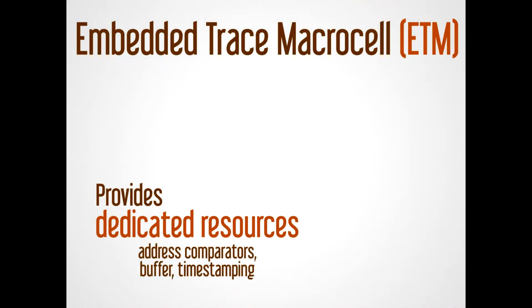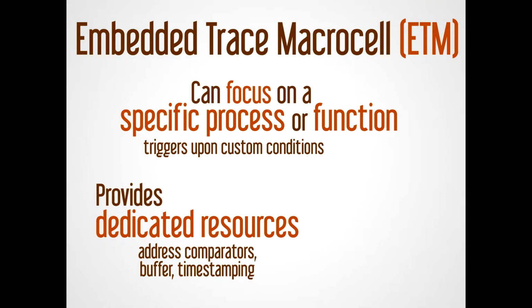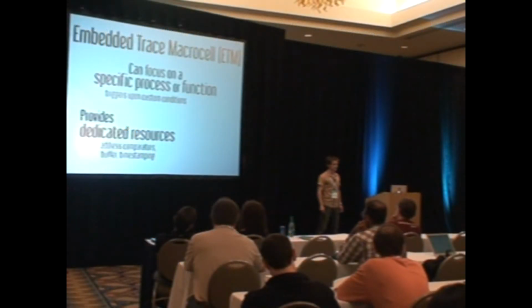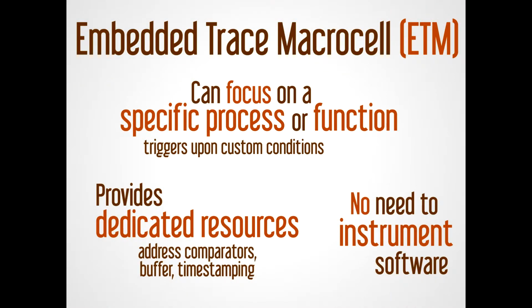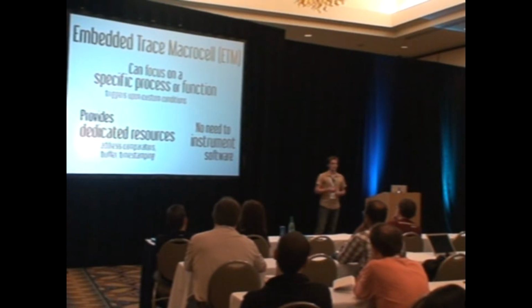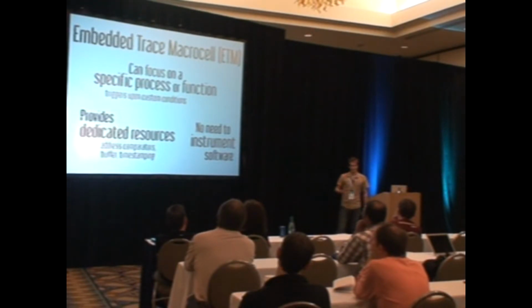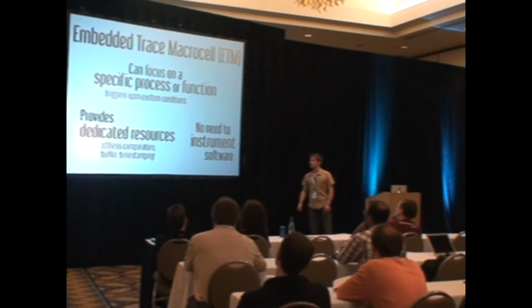How does it work? It provides dedicated resources also, like address comparators, buffer, and timestamping, like for STM. It can focus on a specific process or function. If you want to trace only one process in your system, or just one part of one code area, you don't have to instrument your software, because the software doesn't have to know it is traced. What is going to happen is that ETM is bound to the CPU, and it listens to the bus and just sees what is going on, like instruction fetching and data fetching, and it can store events when it matches the condition defined with a process or function focus.